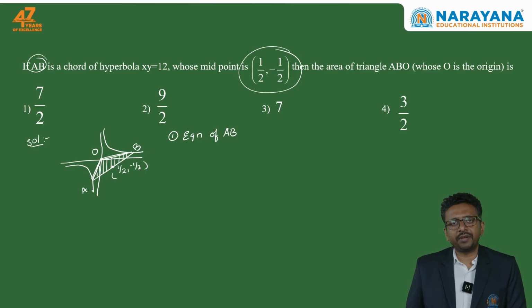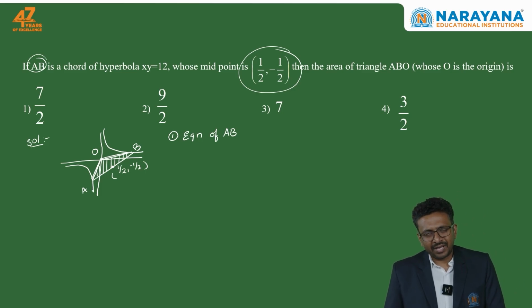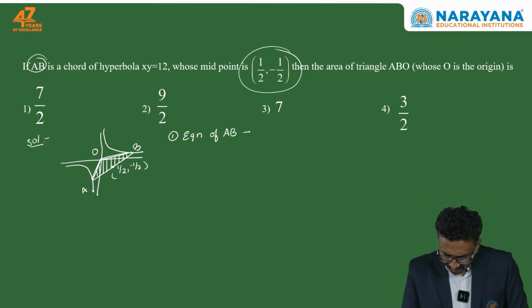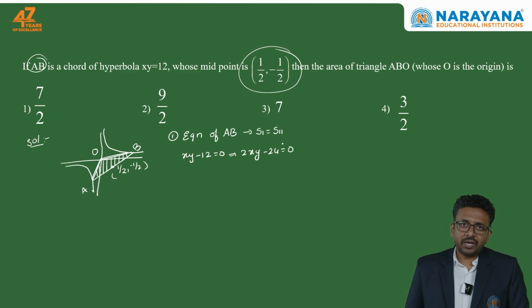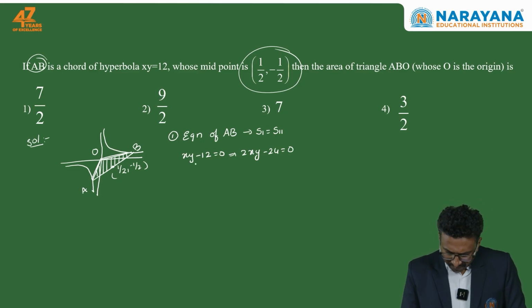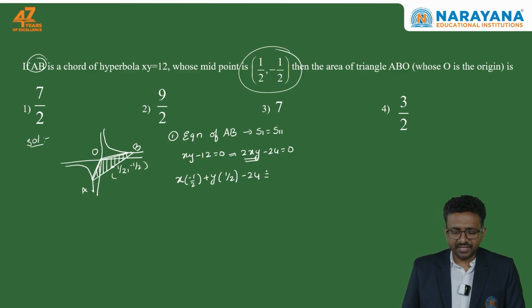The equation of a chord with a given midpoint: S1 = S11. So I am using the concept S1 = S11. The equation is xy - 12 = 0, so you can write this as 2xy - 24 = 0. Now let us write S1 = S11. 2xy is replaced with xy1 + yx1 - 24 = this is S1.